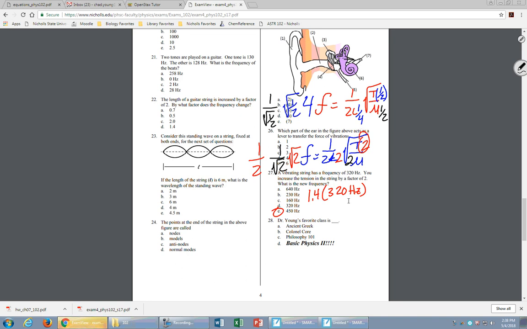Can we look at 21 from spring 16? Mm-hmm.